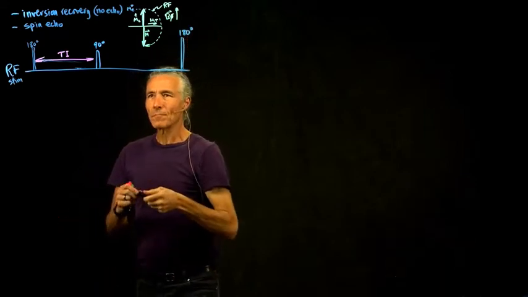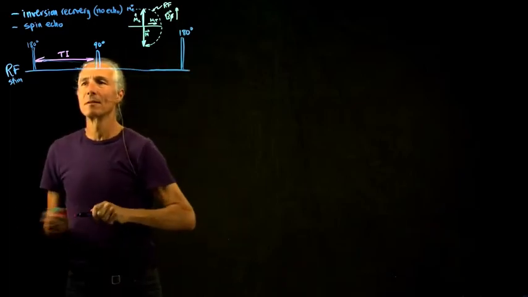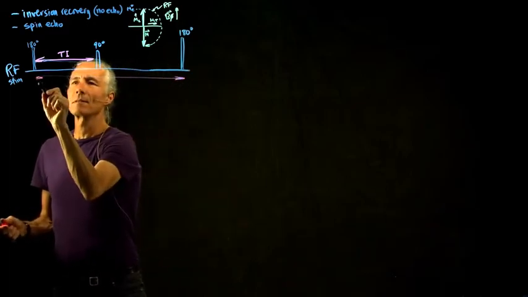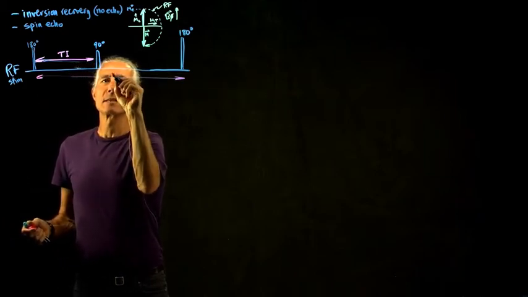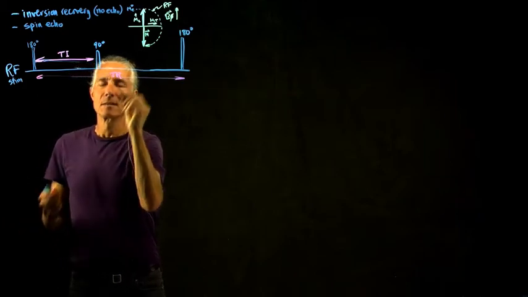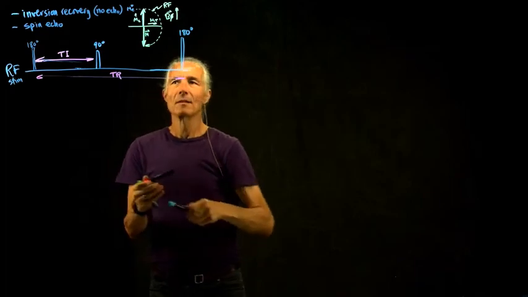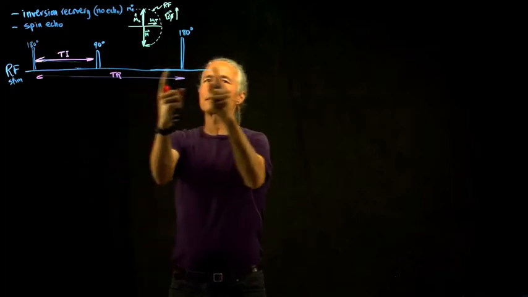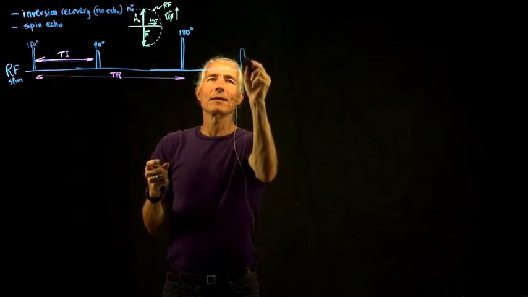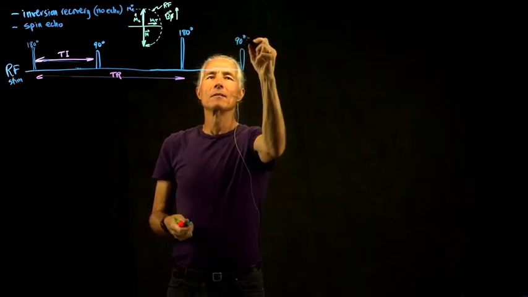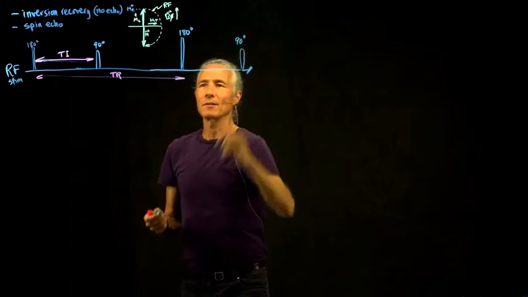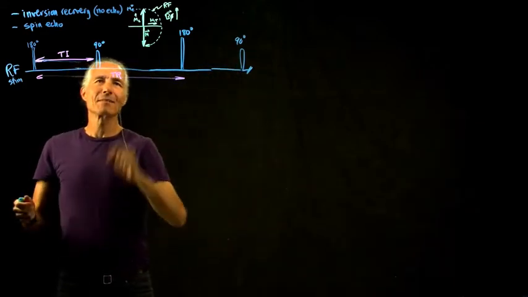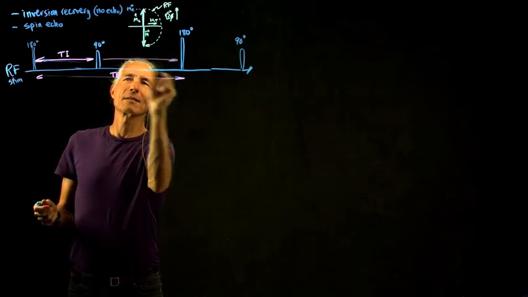So this whole time here, between the 180s is the TR. At the exact same amount of time later, we would have another 90 out here, etc. So that's the TR, and there's various different notations here.